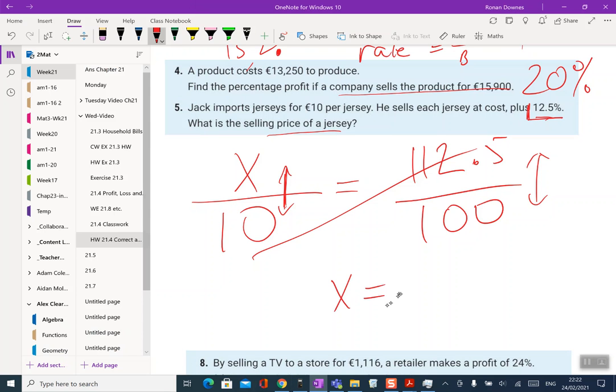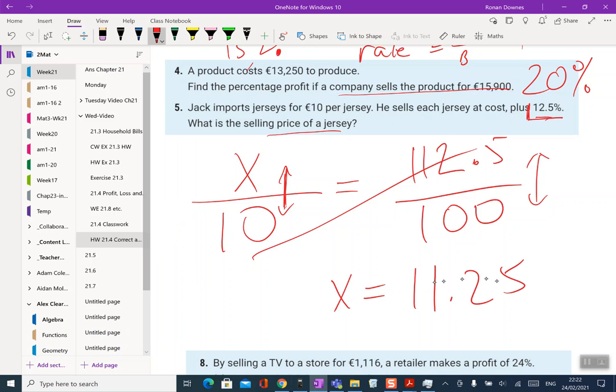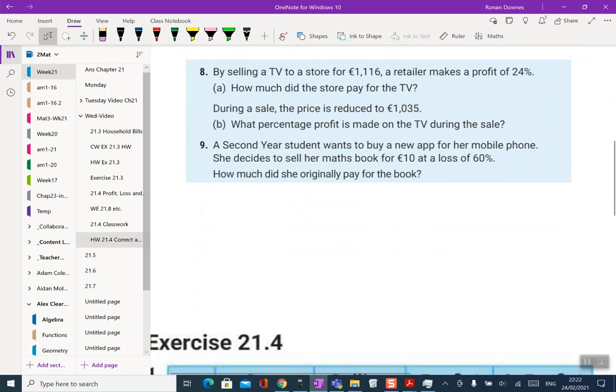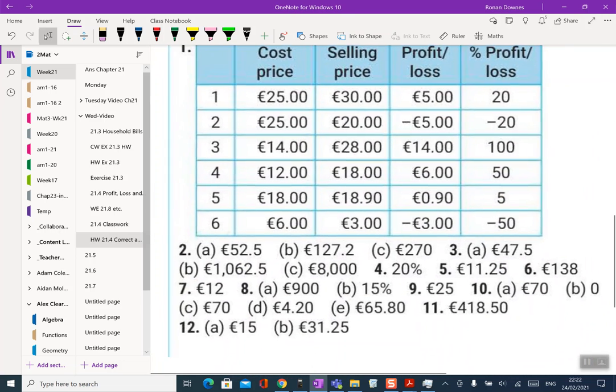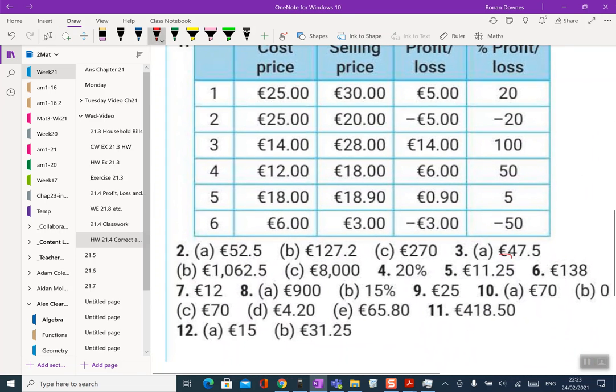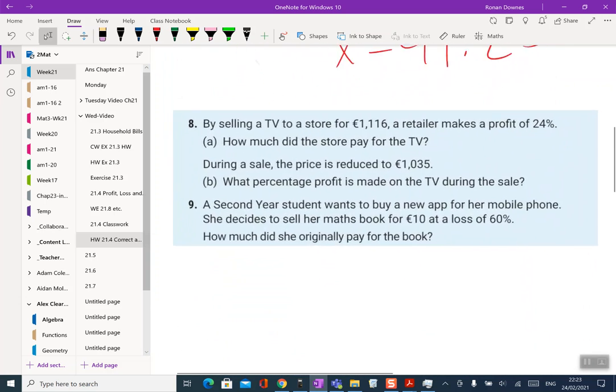So he's selling them for $11.25. Now I'm rushing just to get this done. Let's see, did we get 11.25 there in the answers? Yeah. Next up.